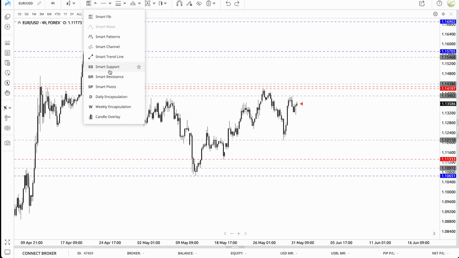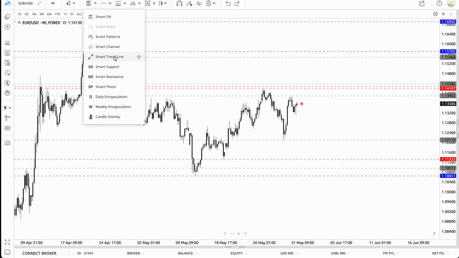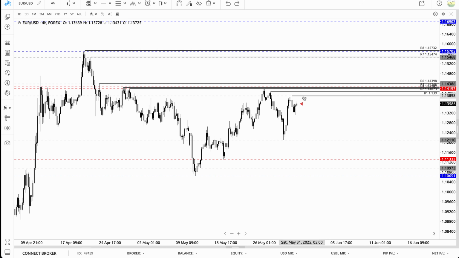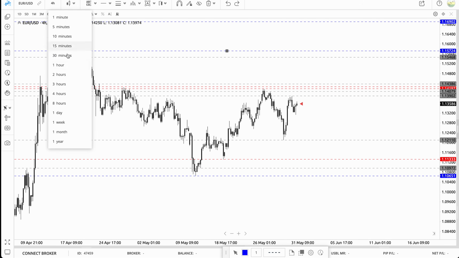So I'm going to go ahead and just make sure we got a support level here. Support, support, support. We're good. I'm going to turn this off. We're going to go smart resistance. We got a level here. I missed one. Thank goodness for Smart Trader. Okay. So now I'm good. So I'm going to turn this off. I'm going to go back to my monthly time frame.